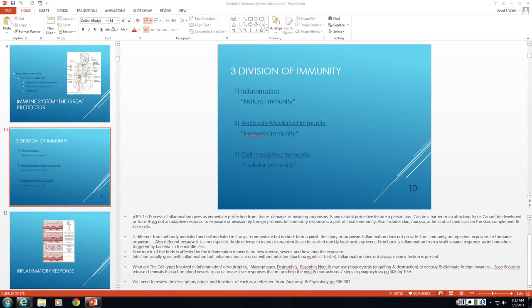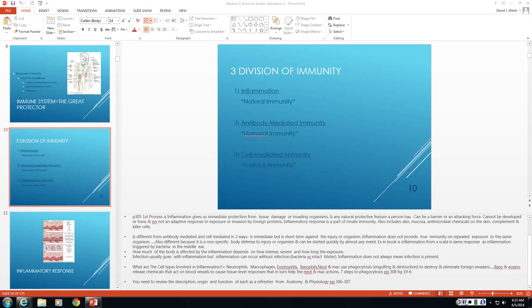So inflammation doesn't always mean that infection is present. Now, what are the cell types that are involved in inflammation? We know that there's neutrophils, macrophages, eosinophils, basophils. All these use phagocytosis, or they engulf and destroy and try to eliminate any kind of foreign invaders.